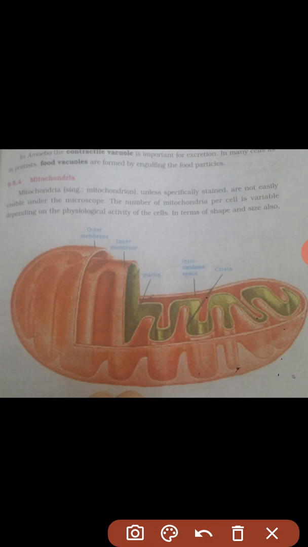The matrix of mitochondria contains a single naked double-stranded DNA. All three types of RNA are present in mitochondria. See, the mitochondria has its own DNA, so it can exist independently also. They are also called semi-autonomous cell organelles because they are capable of self-duplicating. Both transcription and translation take place in mitochondria. Types of RNA present in mitochondria: mRNA, rRNA, tRNA.